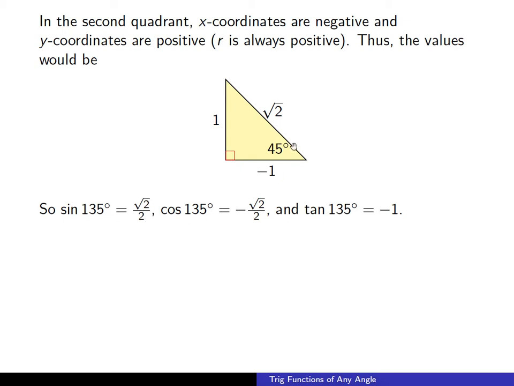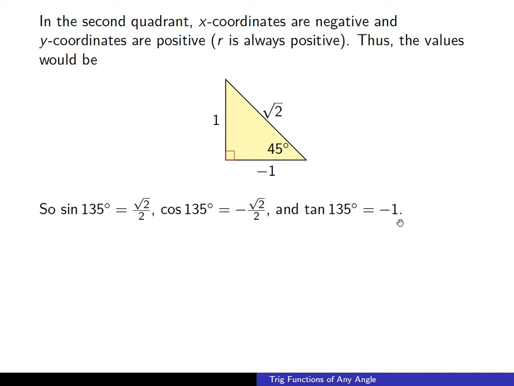Cosine of 135 degrees is going to be x over r, and our x coordinate is negative 1. Our value of r is square root of 2. So cosine of 135 degrees is going to be the same as the cosine of this 45 degree angle in the second quadrant, where our x is negative 1 and our r is square root of 2. Negative 1 over the square root of 2 rationalizes to negative square root of 2 over 2. Tangent of 135 degrees, y over x. The y value is 1, the x value is negative 1, and 1 divided by negative 1 is negative 1.